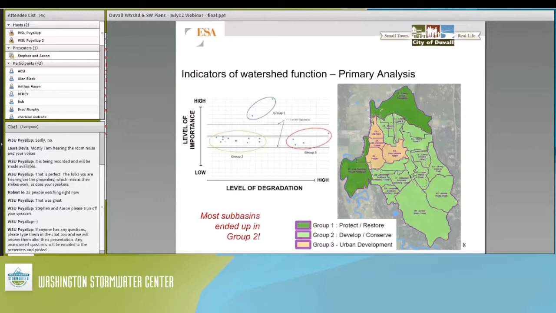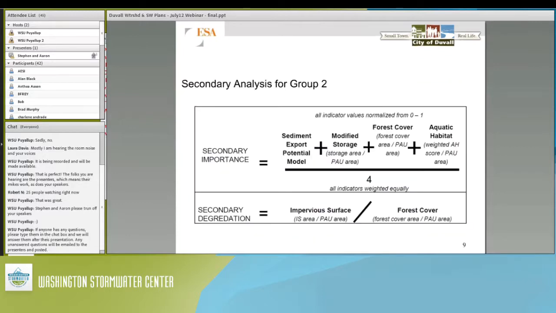for those subbasins. So the secondary analysis, this graphic highlights the key components that went into it. We used the same basic framework of looking at importance and degradation for each of these Group 2 subbasins, but used additional indicators and model results to further understand what was happening at a finer scale. So the secondary importance was a combination of 4 factors, all weighted equally.